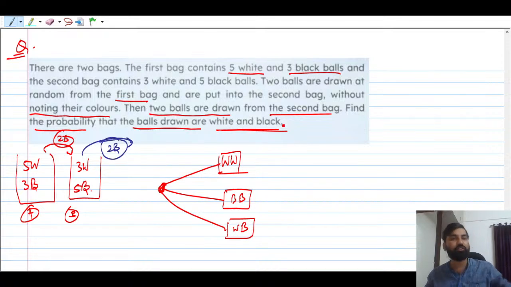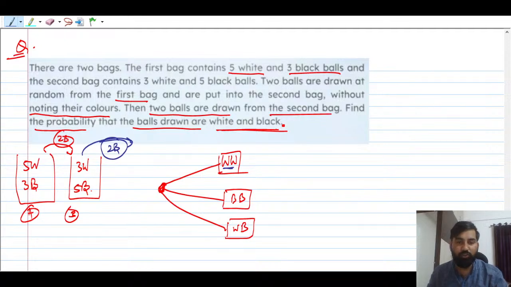Okay, again two balls you have to draw from here, right? So I think you guys can find out the probabilities. Suppose you are going to choose two balls, both are white. So what is the probability? There are 5 white balls, total balls are 8, so 5C2 upon 8C2. So you can find the probability simply.